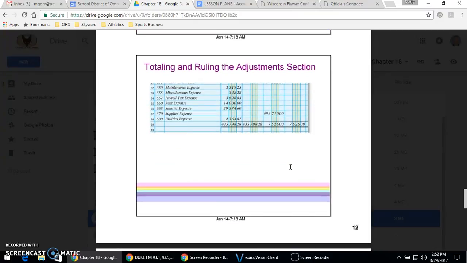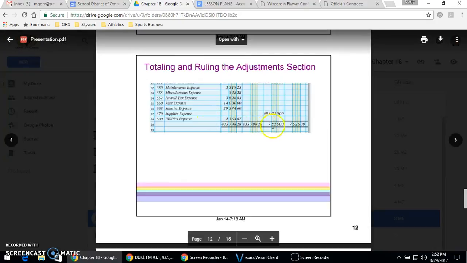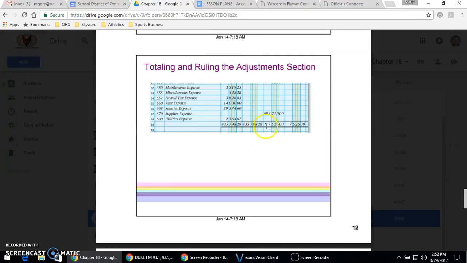After we have completed the adjustment section, we would then rule the columns as we did the trial balance. If everything is done correctly, these two columns will be equal. Single rule indicating a calculation is to follow, then the calculation, then a double rule indicating that that column or columns are complete. We can then move on to the next phase of the 10-column worksheet.